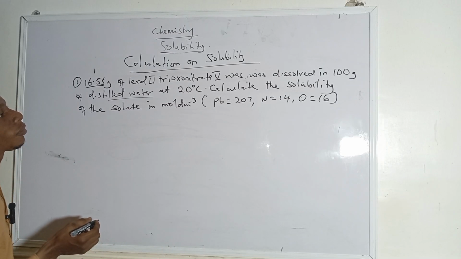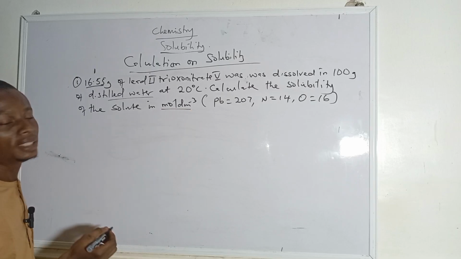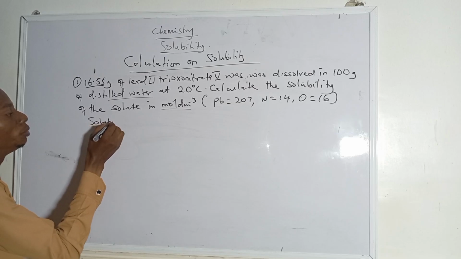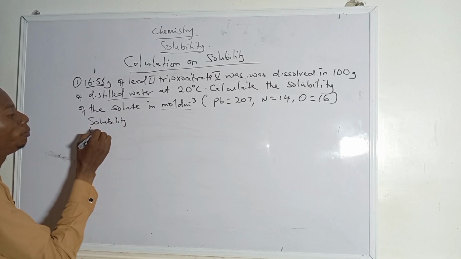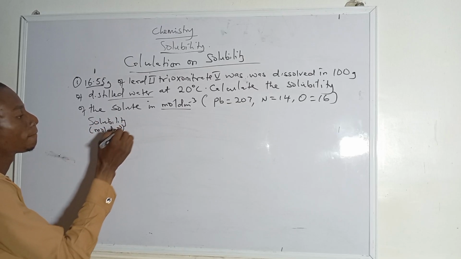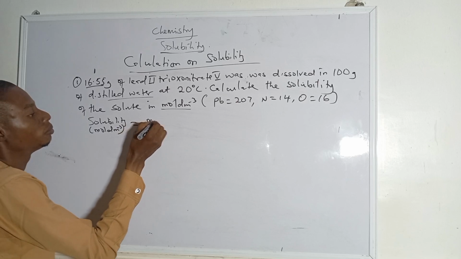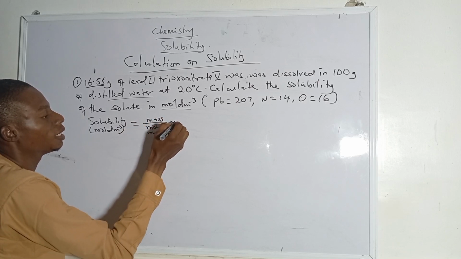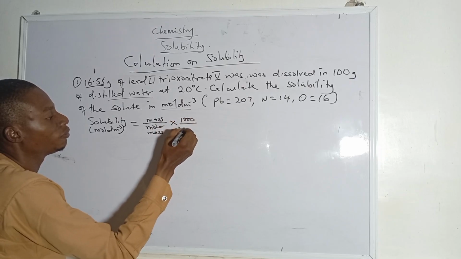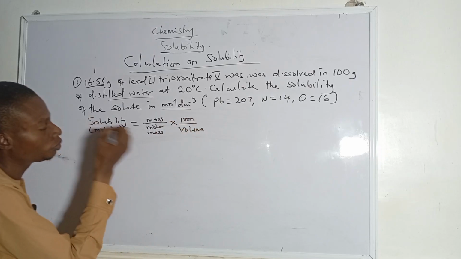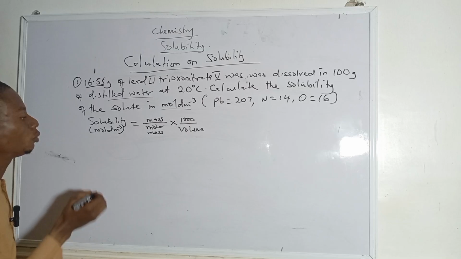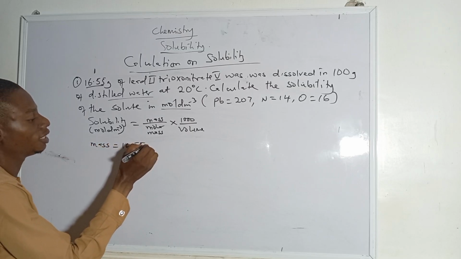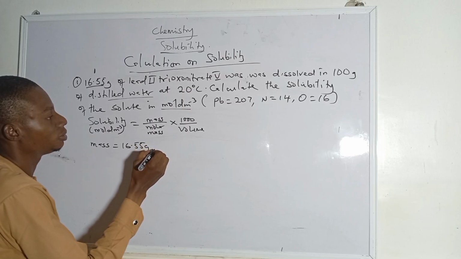So the question is asking us to find the solubility in mole per dm cube. That means we use this formula: solubility in mole per dm cube is equal to mass over molar mass times 1000 over volume. So we use this formula to solve the question. So what is mass now? The mass is 16.55 gram. What is volume?